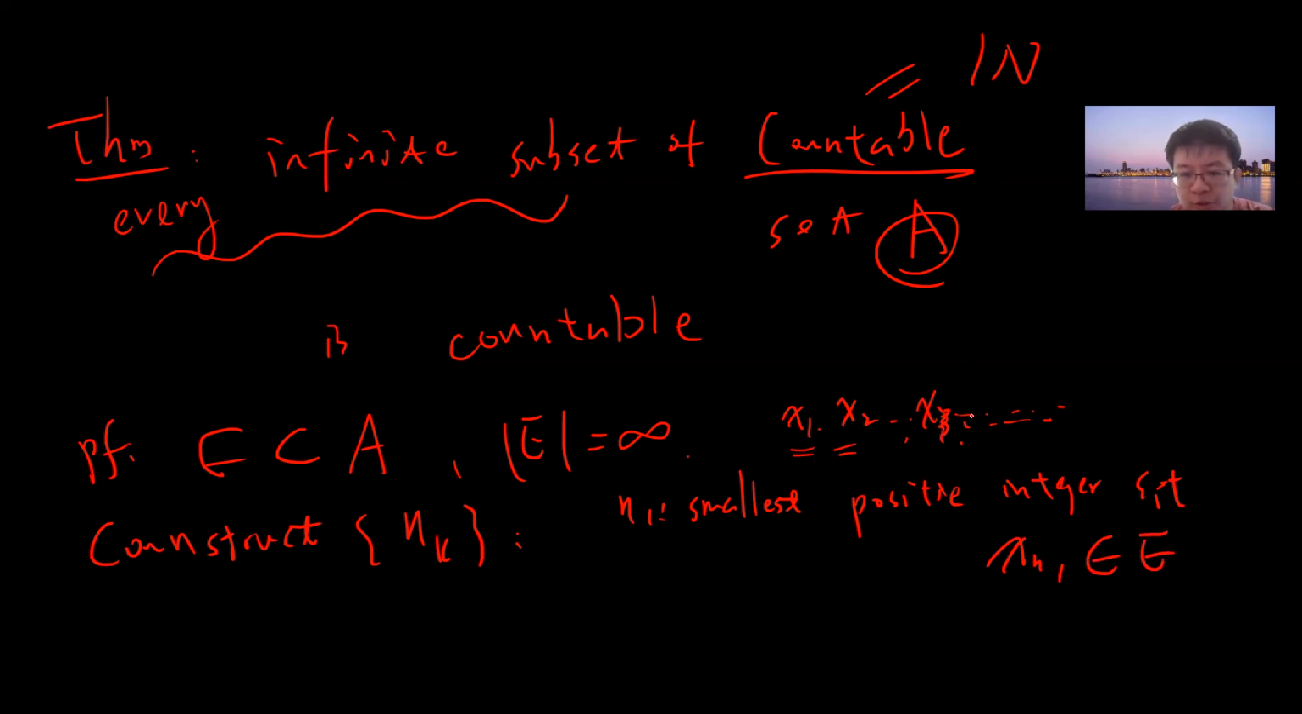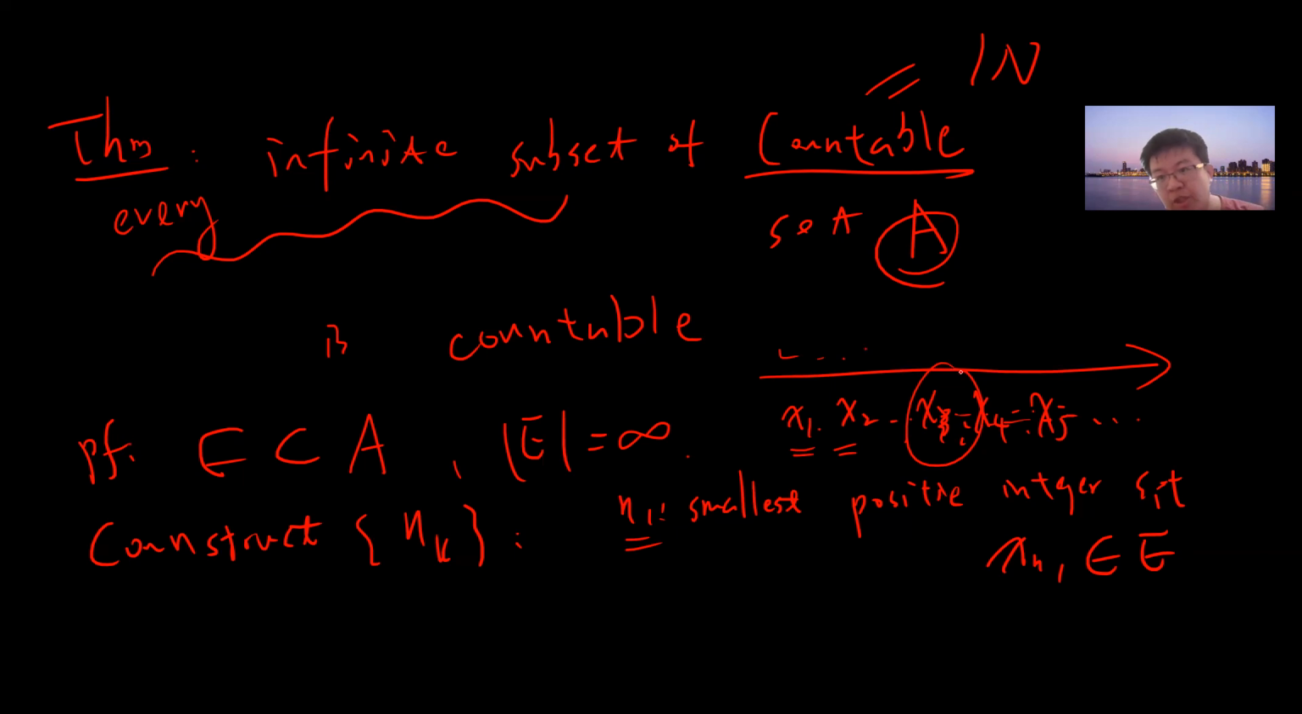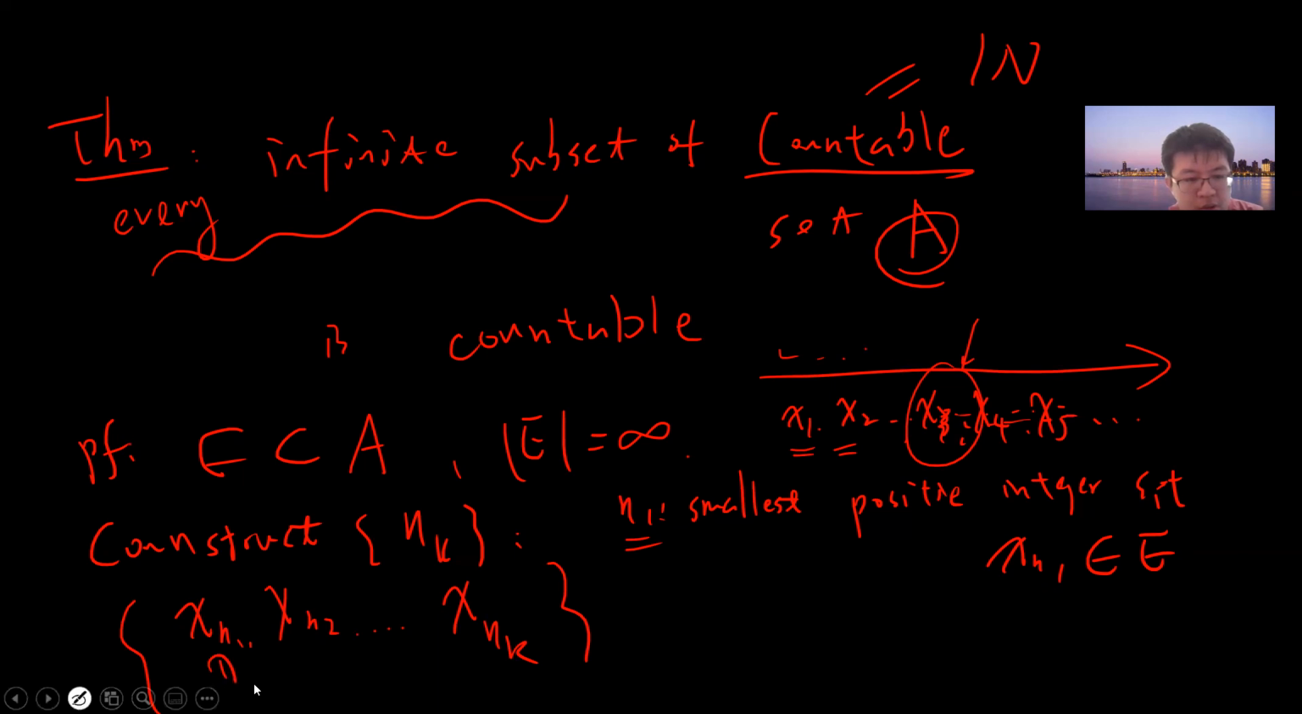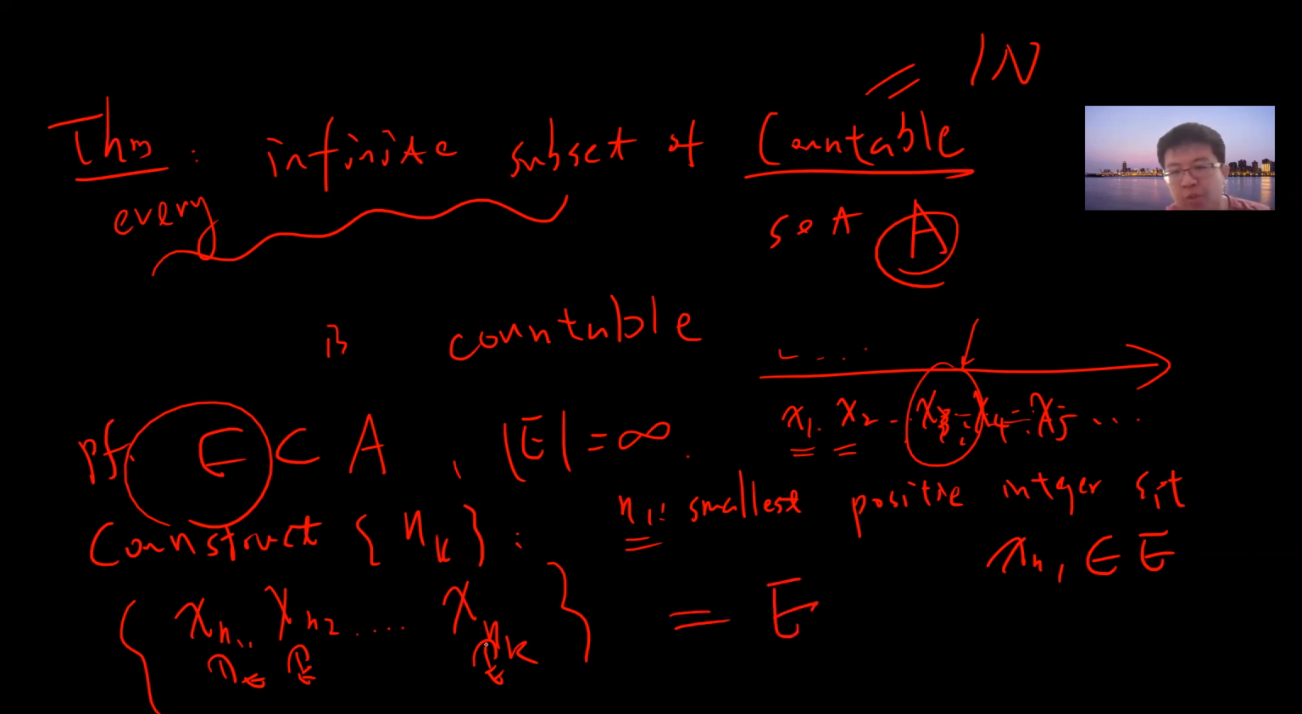I think everybody knows the trick. So I keep iterating. I pick n1 such that x_{n1} is the smallest: I go left and see the first element which belongs to E, and I call it x_{n1}. And I keep going and pick x_{n2}, x_{n3}. So I get x_{n1}, x_{n2}, up to x_{nk}, all of which belong to E. Since E is a subset of A, every element of E will find its place. So this is just the whole E, but by definition I have already labeled it as a subset of integers, so E is countable.